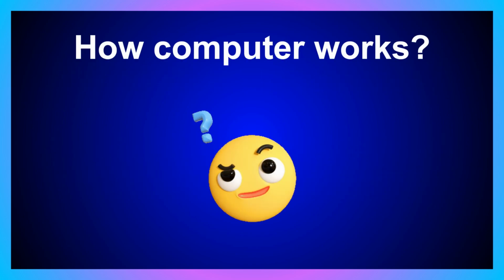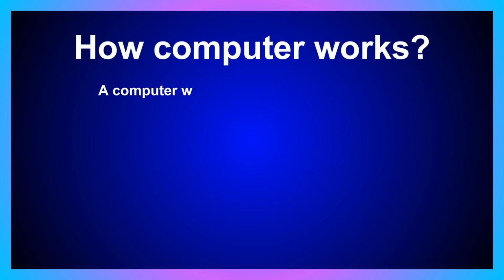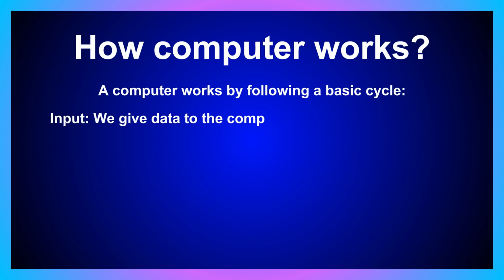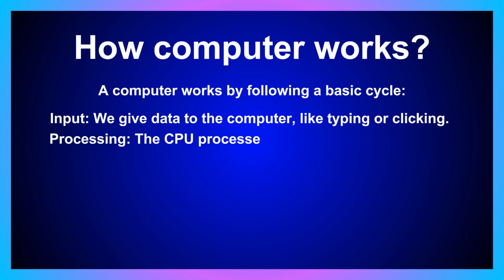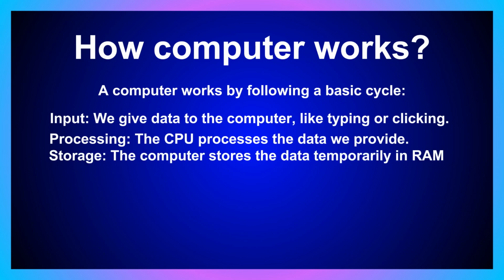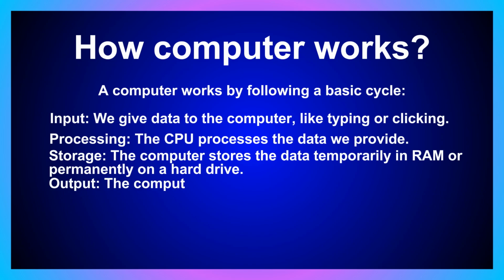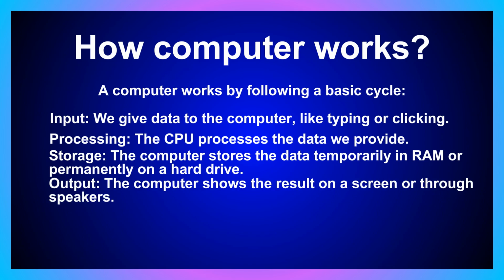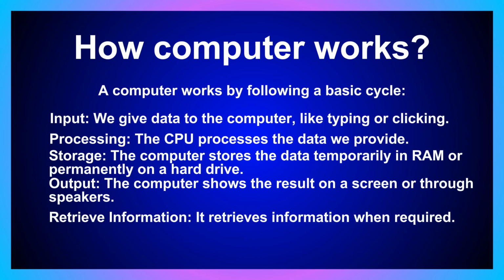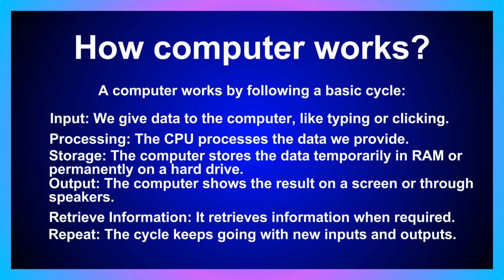Now, let's look at how a computer works. A computer works by following a basic cycle. Input. We give data to the computer like typing or clicking. Processing. The CPU processes the data we provide. Storage. The computer stores the data temporarily in RAM or permanently on a hard drive. Output. The computer shows the result on a screen or through speakers. Retrieve information. It retrieves information when required. Repeat. The cycle keeps going with new inputs and outputs.